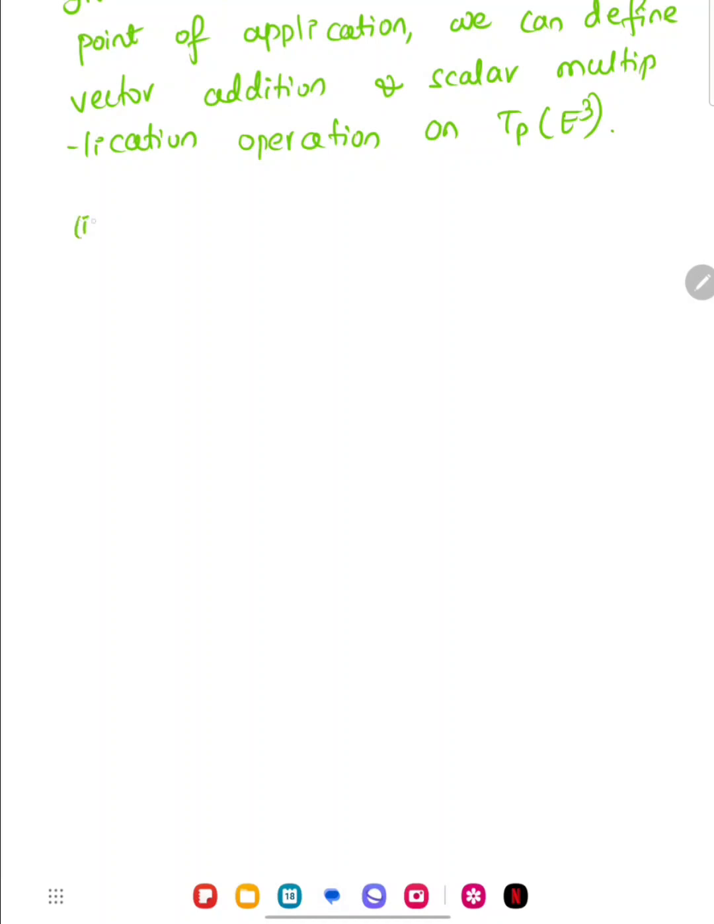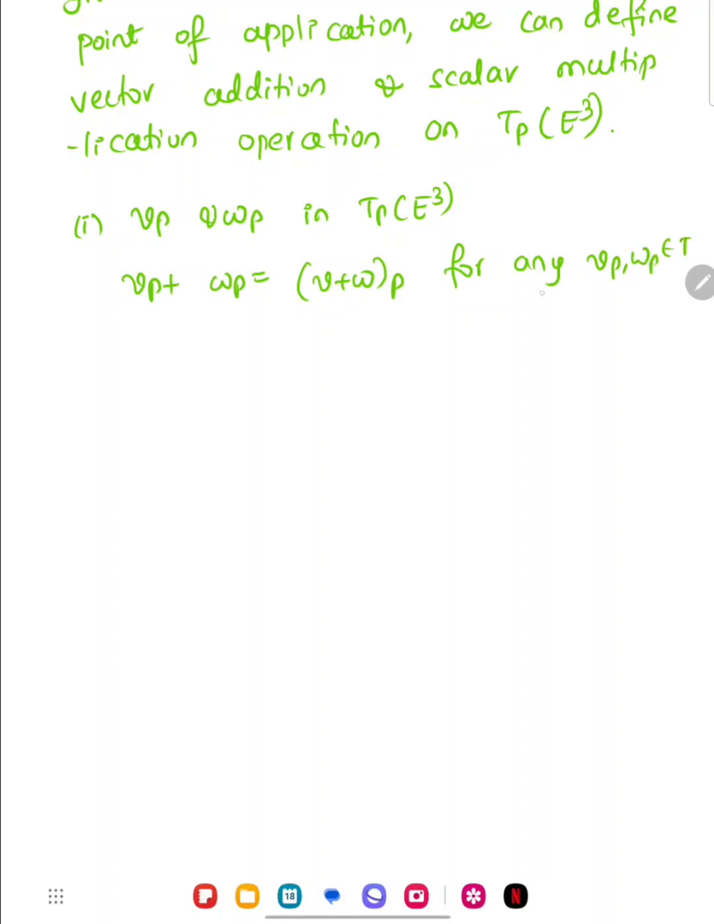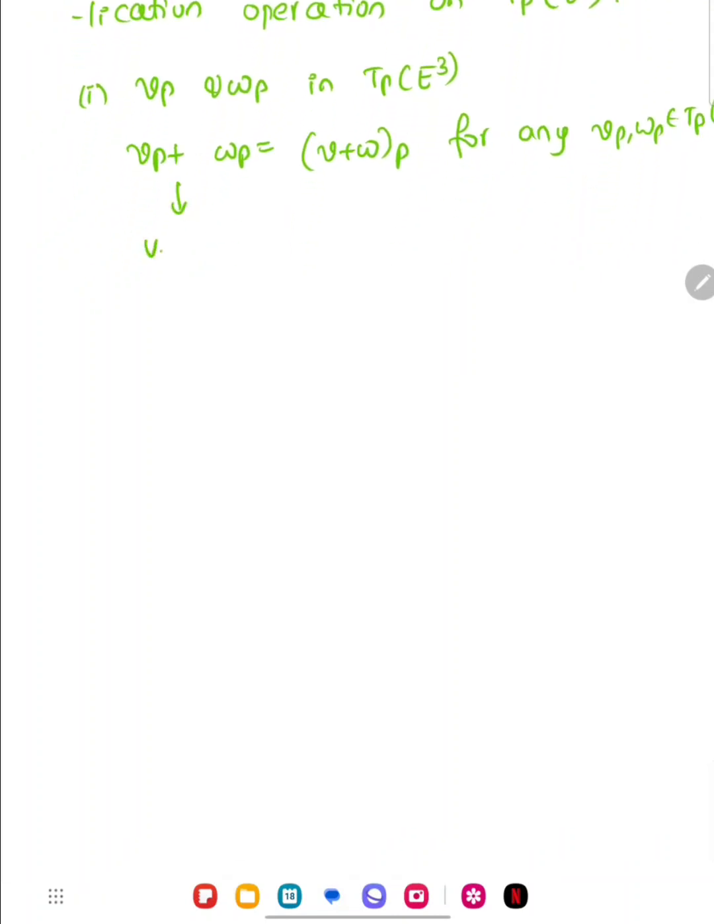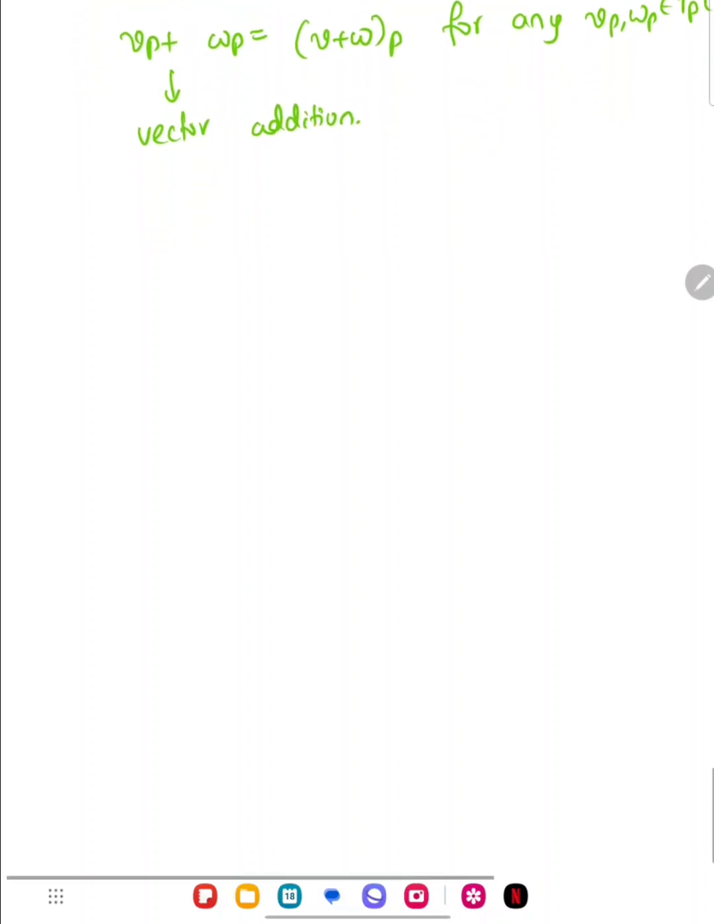So suppose Vp and Wp are tangent vectors in Tp of E3, then the sum of these two, Vp plus Wp, is equal to (V plus W) at the point P. This holds for any tangent vectors Vp and Wp in Tp of E3. This is called vector addition. The sum of two tangent vectors is again a tangent vector.